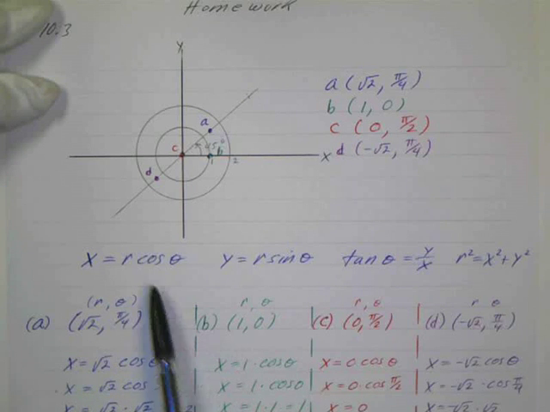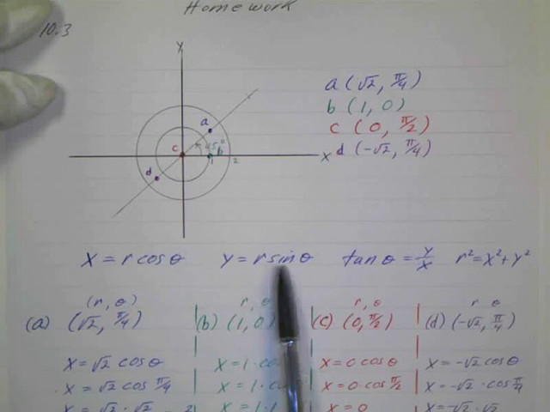So here's our polar coordinate, and we want to find the x. So x is equal to r cosine of theta. Theta was pi over 4. The cosine of pi over 4 is the square root of 2 over 2. And my r was the square root of 2. So if I multiply the square root of 2 times the square root of 2 over 2, I get 2 over 2. So I get 1.